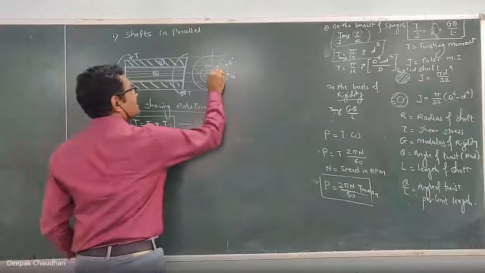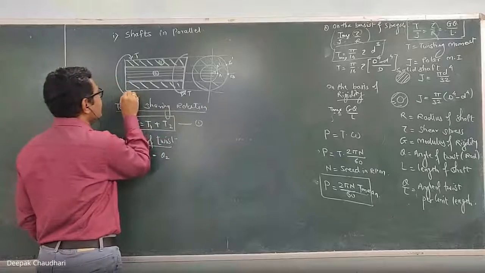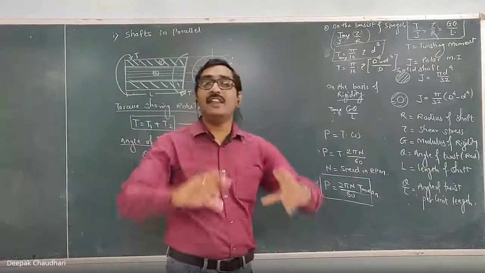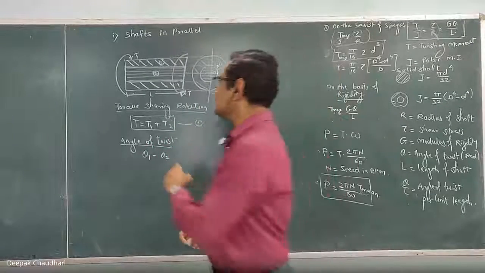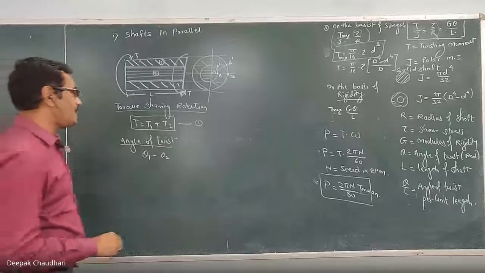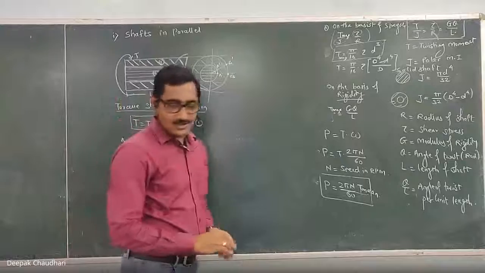This angle of twist will remain the same for both the shafts for the same length. For this length L, the angle of twist, or you can say the relative angle of twist, remains the same for both the shafts. Clear? So this relation you have to remember when the shafts are connected in parallel. This is the first relation, this is the second relation. So I am writing it over here.